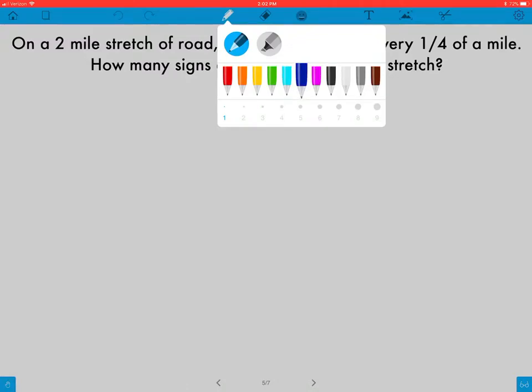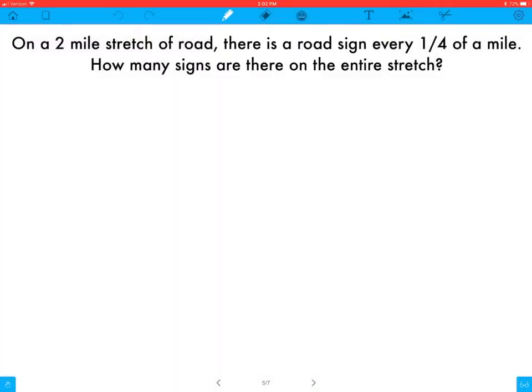On a 2-mile stretch of road, there is a road sign every 1/4 of a mile. How many signs are on the entire stretch? So these things are evenly placed every 1/4 of a mile. Well, it's going to be division, because I'm imagining these things being placed every 1/4 of a mile. They're evenly distributed. That says to me, Miss Bellman, you need to divide.